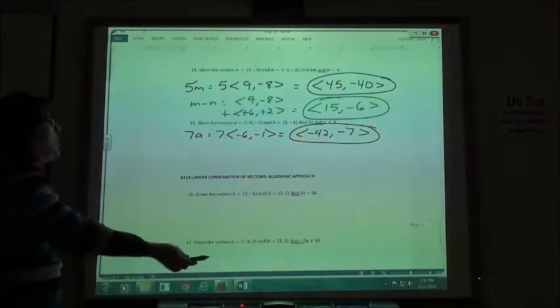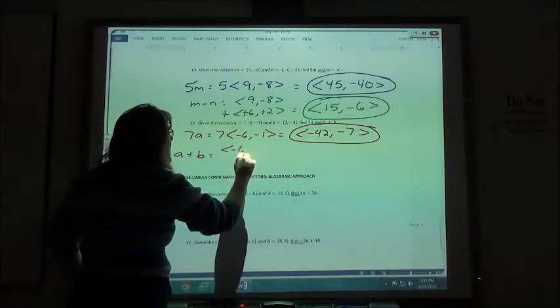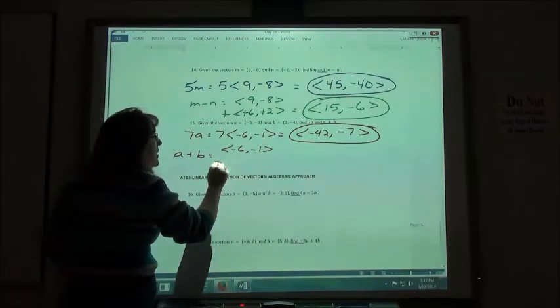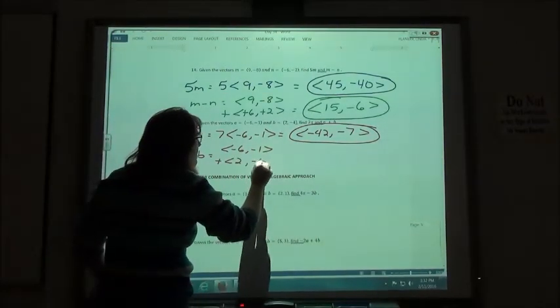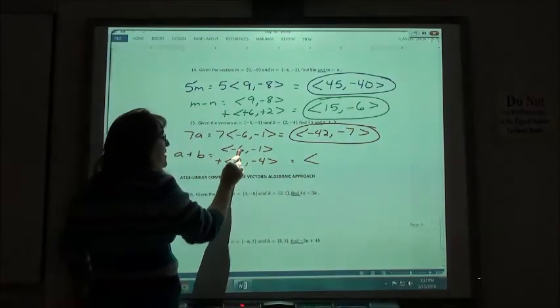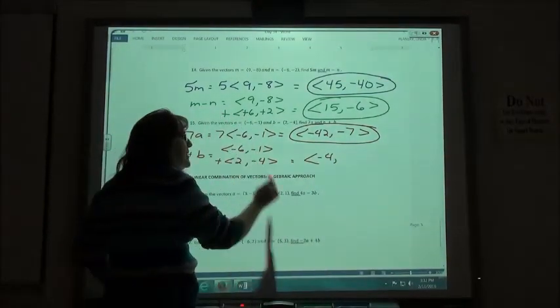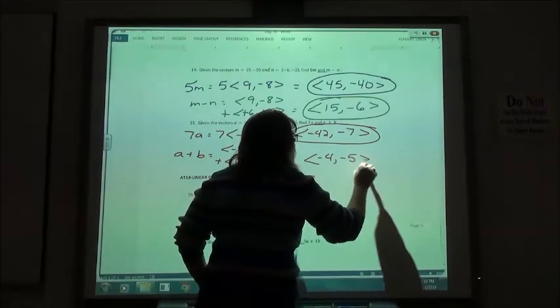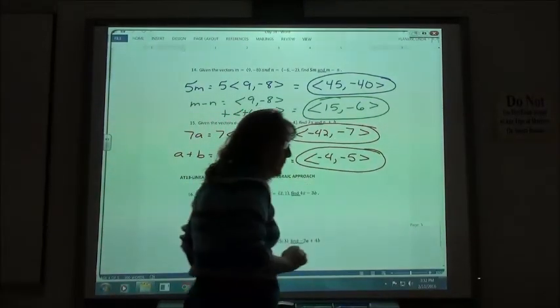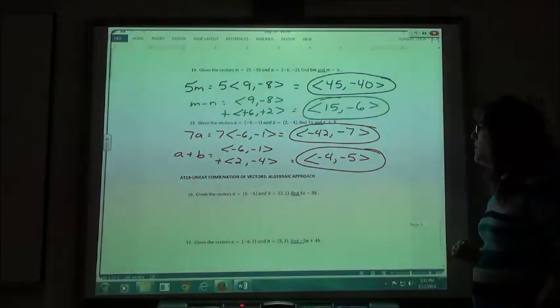And then I'm also going to do a plus b. So I'm going to take negative 6, negative 1. I'm going to add the 2, negative 4, adding the numbers in the same spots. The negative 6 plus the 2 would be negative 4. Negative 1 plus negative 4 would be negative 5. And that's all there is to those ones.